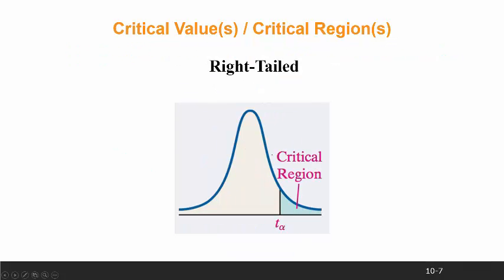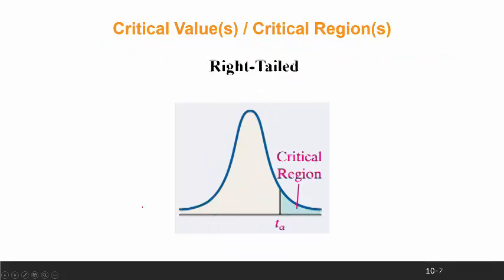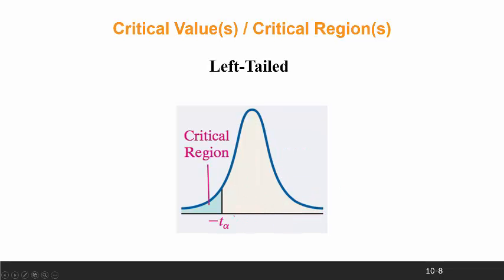For a two-tailed test, the critical regions you're going to shade are above your critical value and below your critical value here. A right-tailed test has 1 critical value, this t of alpha, and you're going to shade everything to the right of it, and that's going to be your critical region. Remember, the critical region is the rejection region. And again, this is centered at 0. A left-tailed test has 1 critical value, minus t of alpha, and the critical region you're going to shade to the left of it.